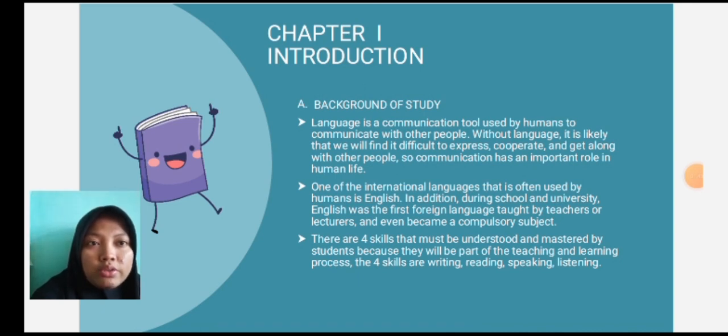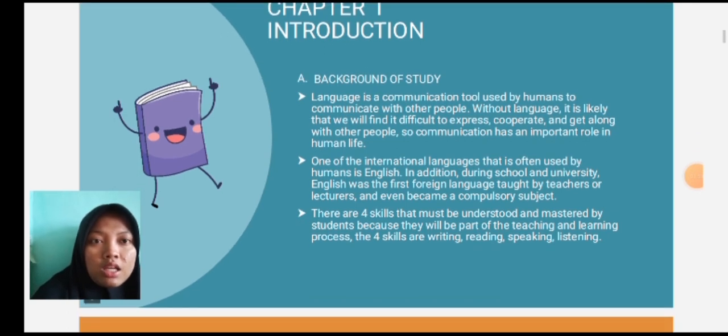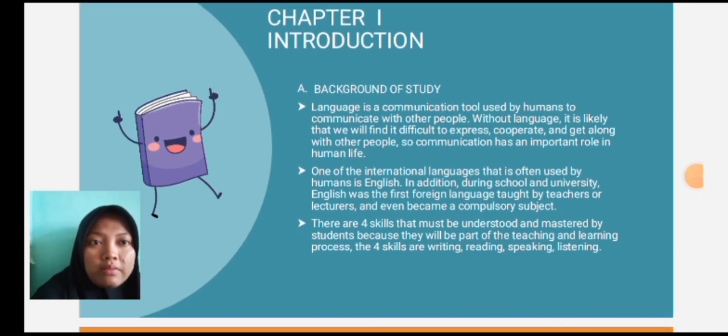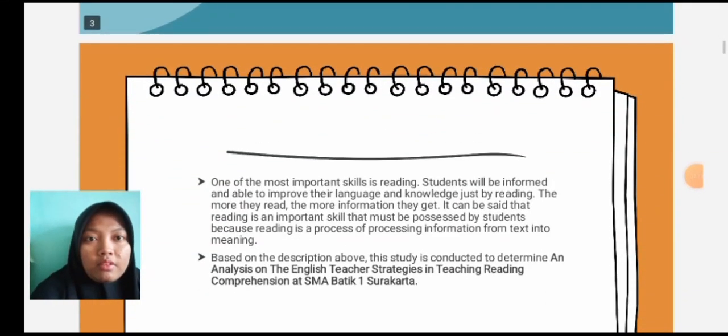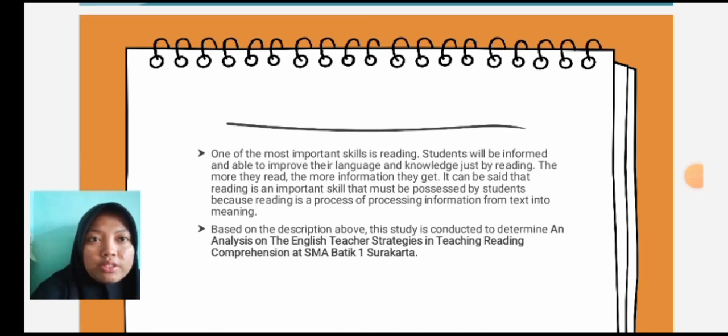In addition, during school and university, English was the first foreign language taught by teachers or lecturers, and even became a compulsory subject. There are 4 skills that must be understood and mastered by students because they will be part of the teaching and learning process. The 4 skills are writing, reading, speaking, and listening. One of the most important skills is reading.